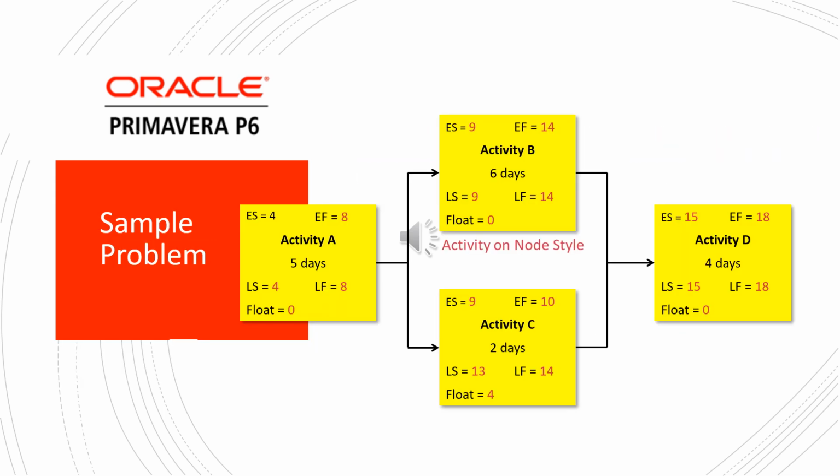Sample problem: ES equals 4, LS equals 4, EF equals 8, LF equals 8, float equals 0. ES equals 9, EF equals 10, 2 days. Activity C: LS equals 13, LF equals 14, float equals 4. ES equals 15, EF equals 18. Activity D, 4 days: LS equals 15, LF equals 18, float equals 0.